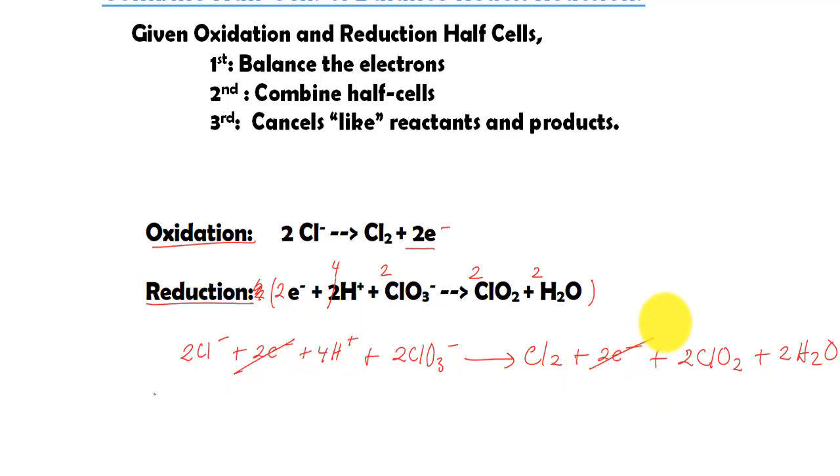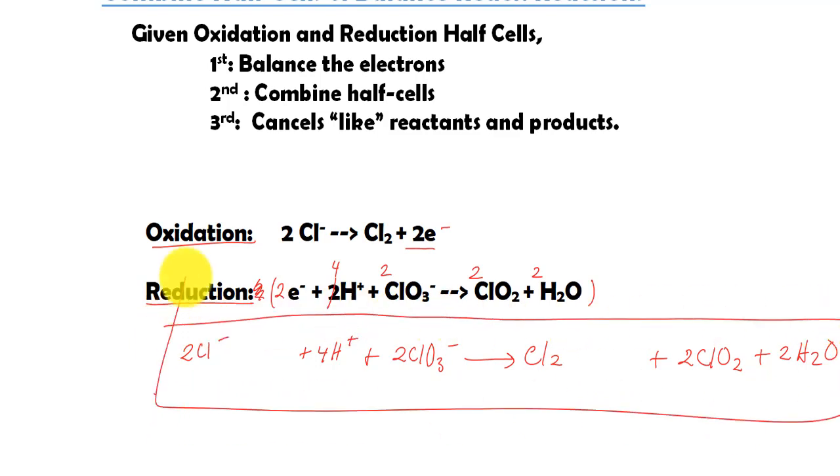Do we have anything else that is alike on both the reactant and the product side? In this case, Cl minus, nope. H plus, nope. Cl3 minus, nope. So our answer will be this, except without the electron part. And this would be our answer.